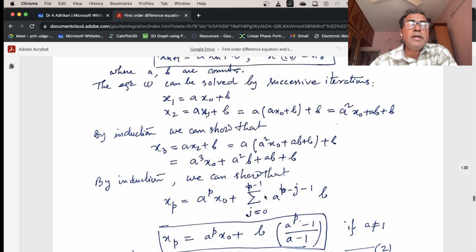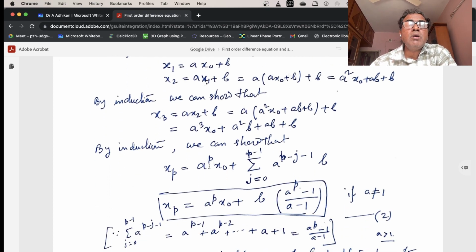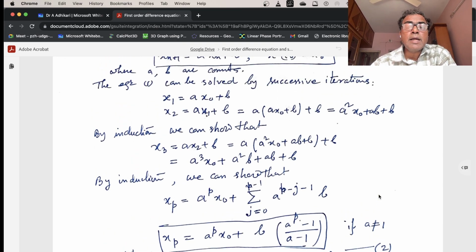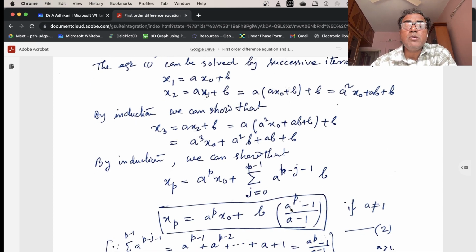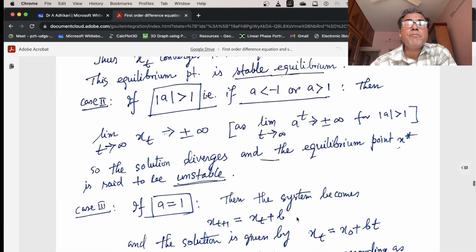And so by induction we can find x_p equal to a to the power p x0 plus summation a to the power p minus j minus 1 summation j equal to 0 to p minus 1 into b. So we get x_p equal to a to the power p x0 plus b into (a to the power p minus 1) by (a minus 1) if a not equal to 1. Already we get this solution x_t equal to a to the power t x0 plus b into (a to the power t minus 1) by (a minus 1) in the previous example.